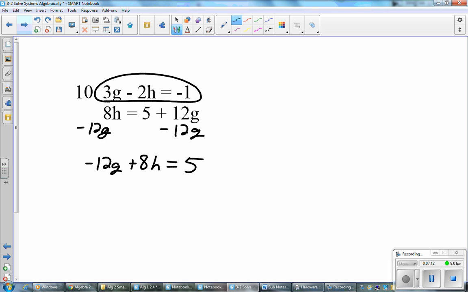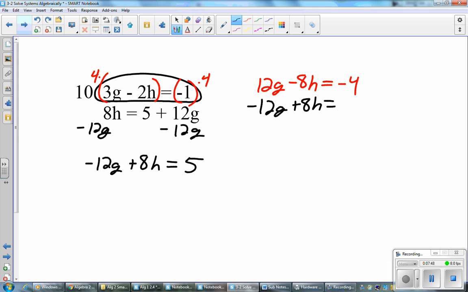So this top equation needs to be multiplied, both sides, by, we have a positive 8. We already have the negative, so we just need a positive 4 to be multiplied times both sides of my equation. So that's going to give me a 12g minus 8h equals negative 4. I'm now going to combine that with my minus 12g plus 8h equals 5.